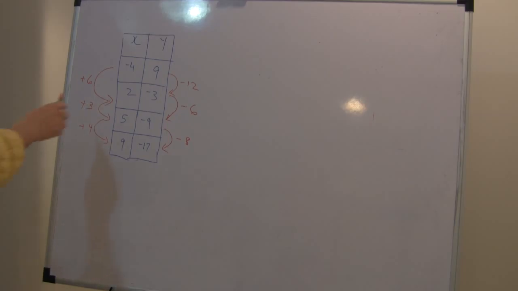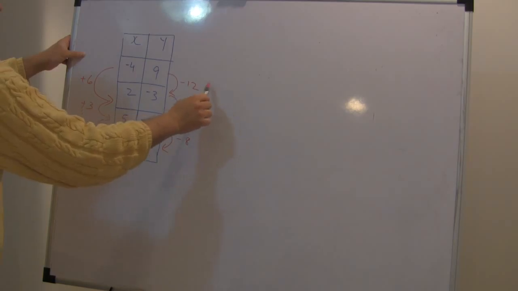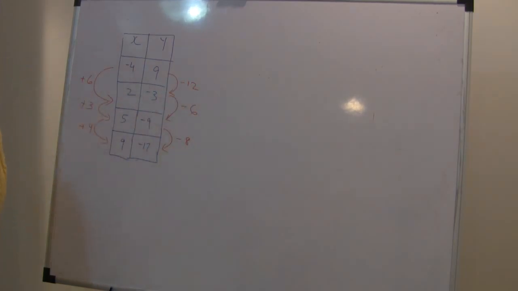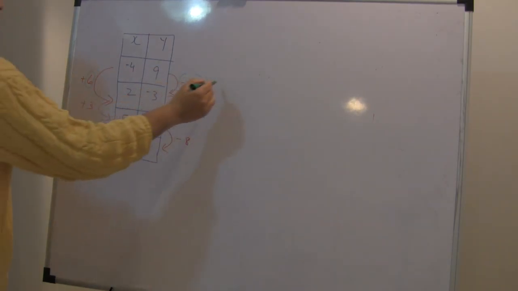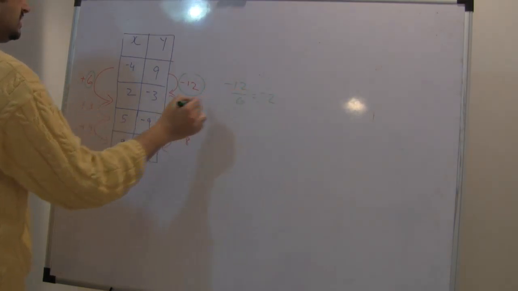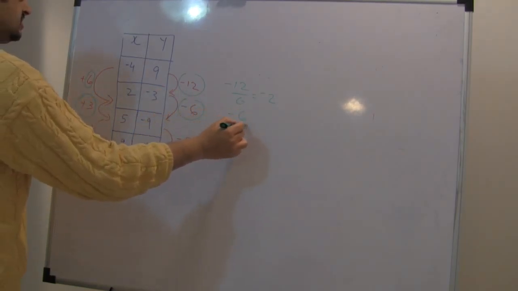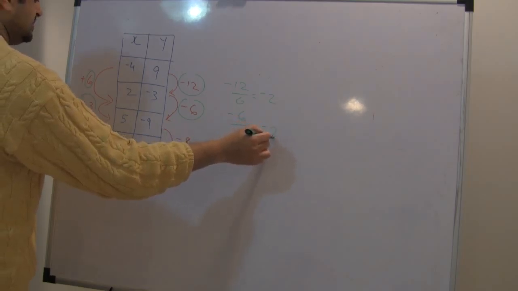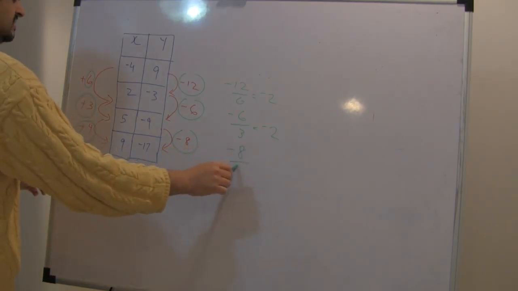Now, do they have a constant rate of change? Look at y by x. 12 divided by 6 is 2. 6 divided by 3 is 2. Minus 12 divided by 6 is minus 2. Negative 6 divided by 3 is negative 2. Negative 8 divided by 4 is negative 2.